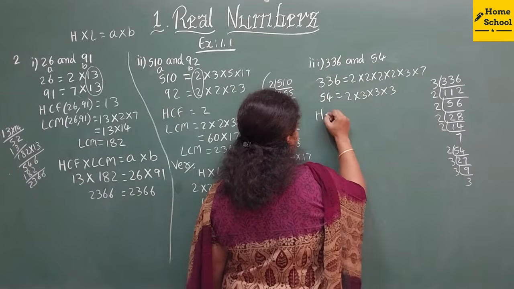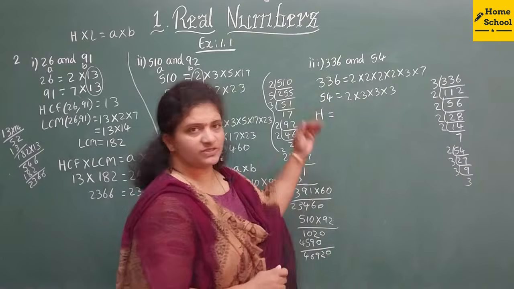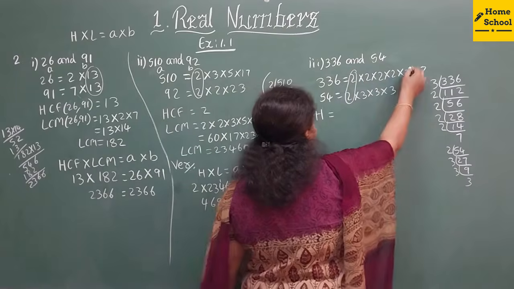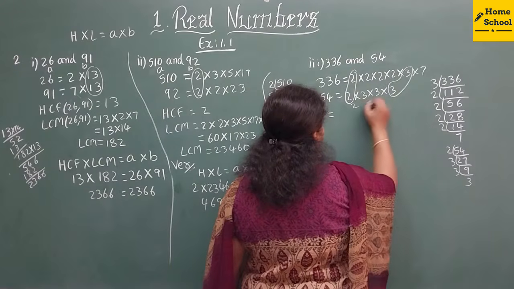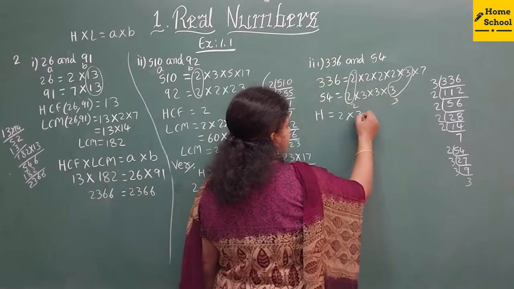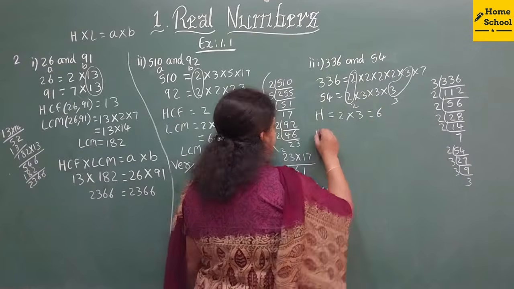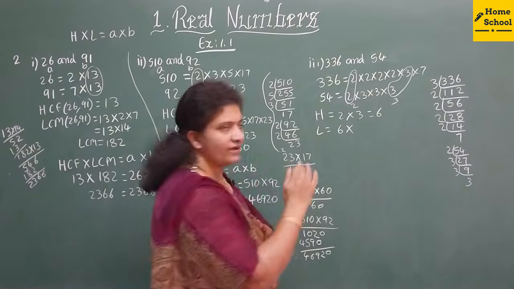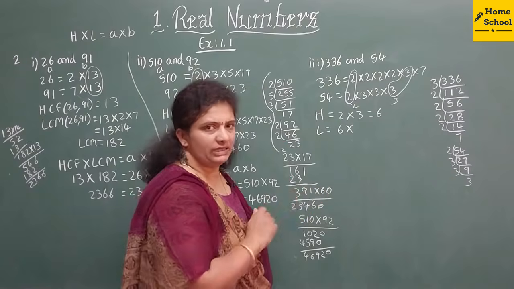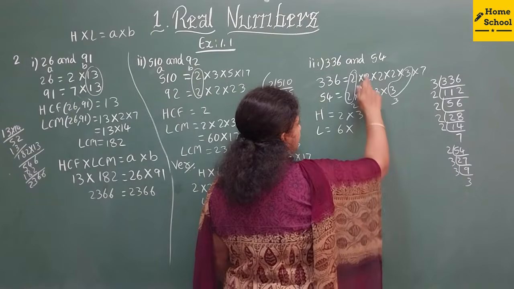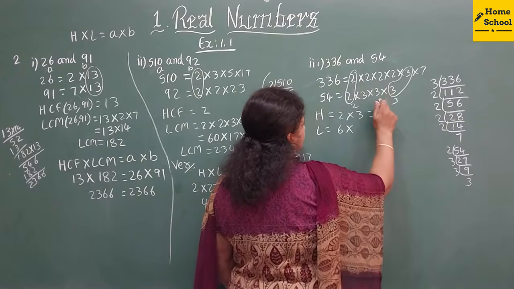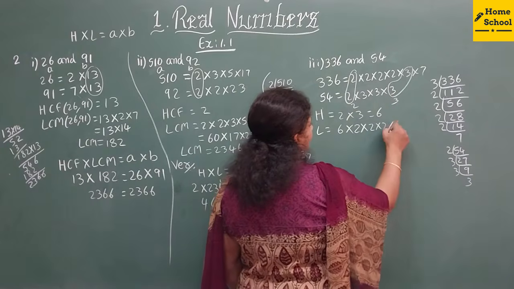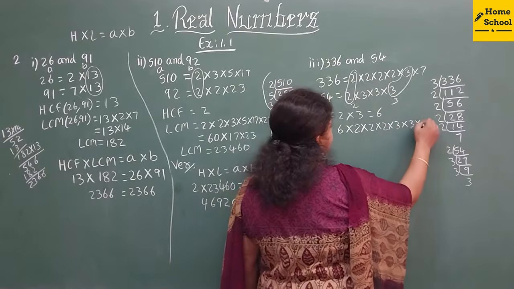Now the HCF of these two numbers. Observe, is there any common number? Yes, one 2 is common and one 3 is common. So finally what is your HCF? 2 into 3, that is 6. LCM: first write the HCF number and write the remaining numbers and multiply. 2 3 already finished. Then remaining 3 2s, 2 3s and 7. 2 into 2 into 2 into 3 into 3 into 7.